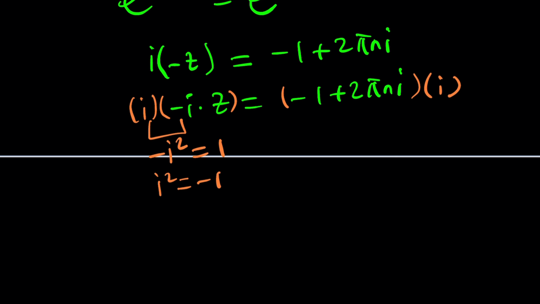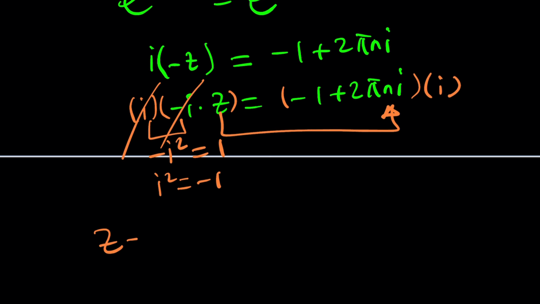Another piece of knowledge that you need to know. So z, these two cancel out, gives us 1. z equals this. So z can be written as, if you distribute it, we're going to get another i squared here, which is going to be negative 1. So it's going to be negative 2 pi n, and then minus i. So those should be all the solutions.